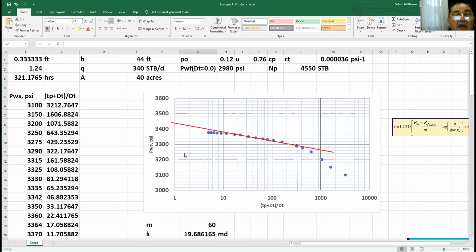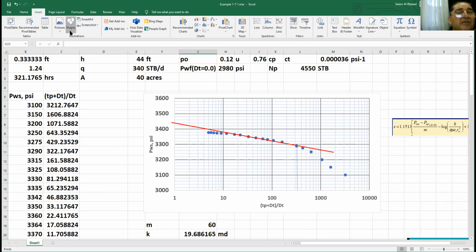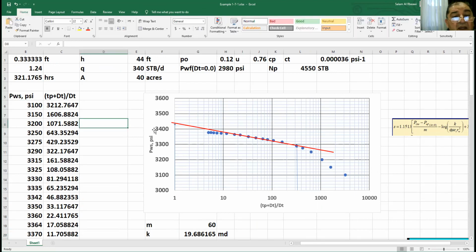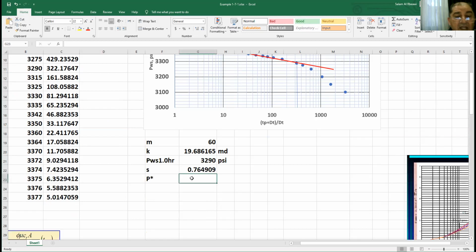So P star is taken from where? P star is taken from delta T equal to infinity. So delta T equal to infinity, TP plus infinity divided by infinity, this would be 1. So P star is taken from this point here. This is your P star. How much is your P star? It is 3,440 PSI.